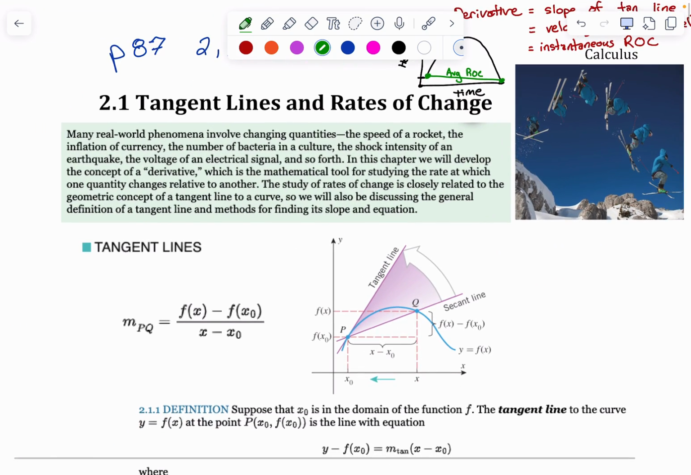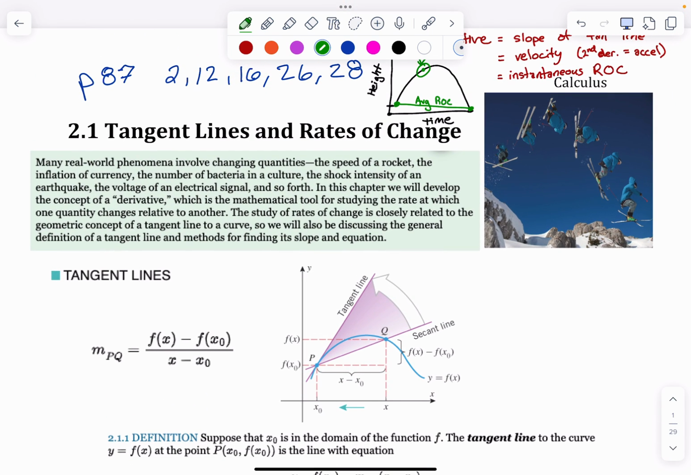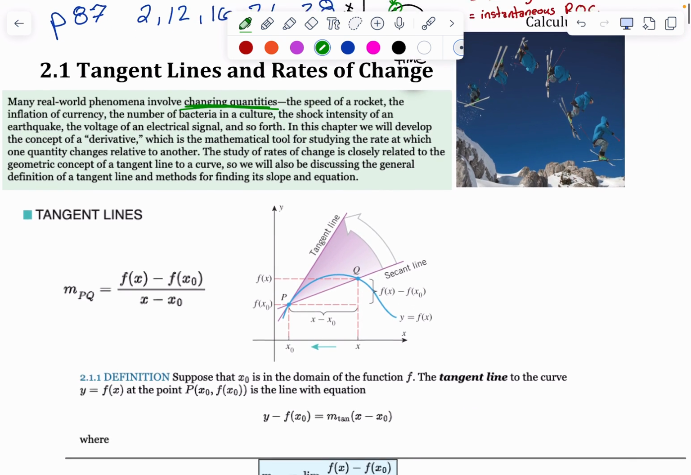But here we go. There's a real world application they start us off with in this section, which talks about the fact that calculus exists because it involves changing quantities. So we know that if we're going 60 miles an hour for 3 hours, typically we go 180 miles, but that's not exactly true.